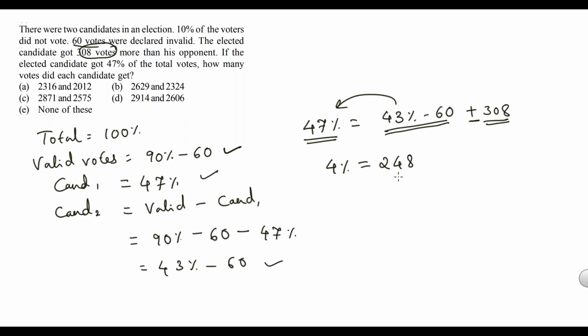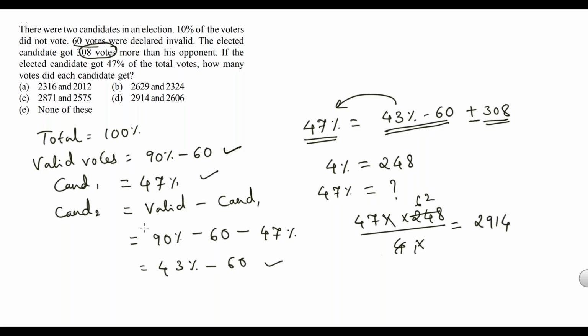If 4% value is 248, now you find what is the votes received by the winning candidate. If 4% value is 248, then what is 47% value? 47 into 248 divided by 4. 4 1 time, 4 6 times, and 4 2 times. Right? So percentage cancel. So 62 into 47. What is 62 into 47? 3000 minus 86, 2914.